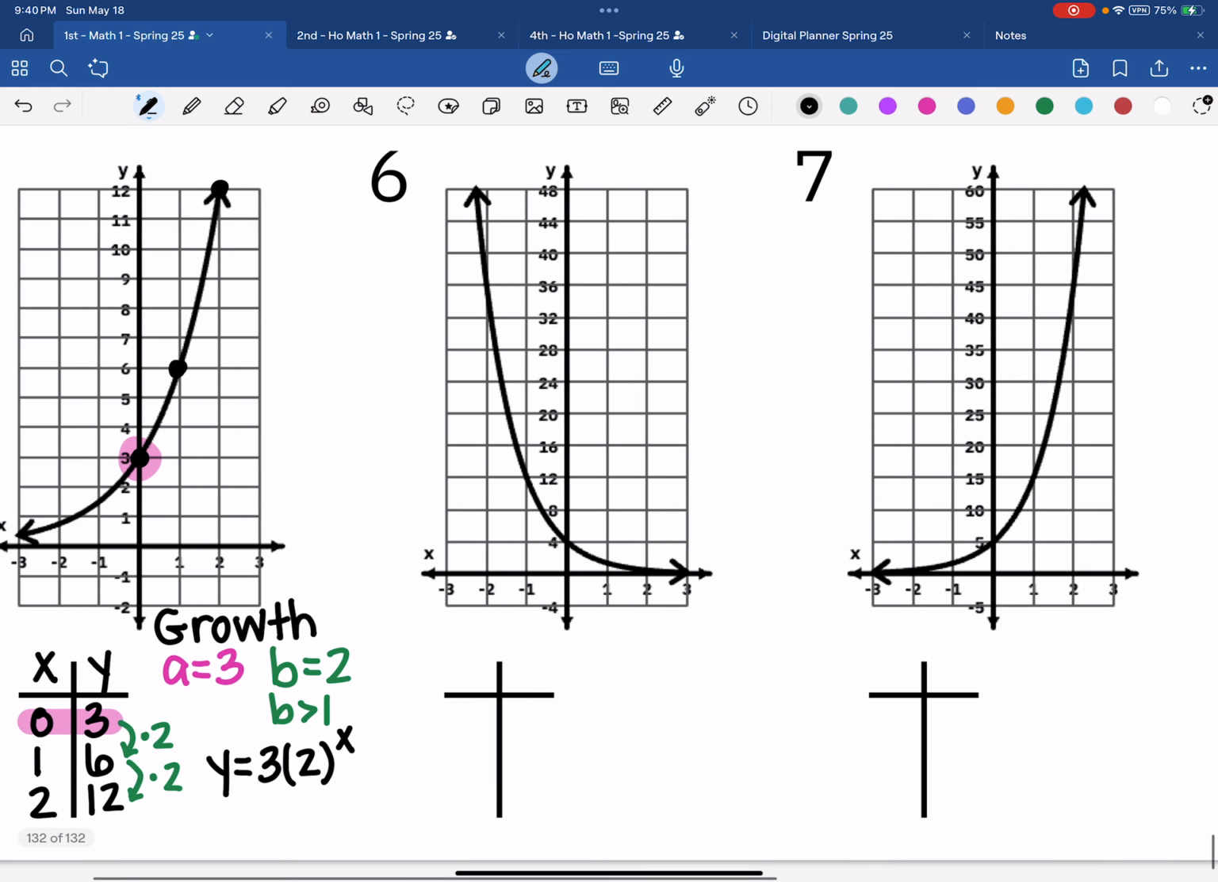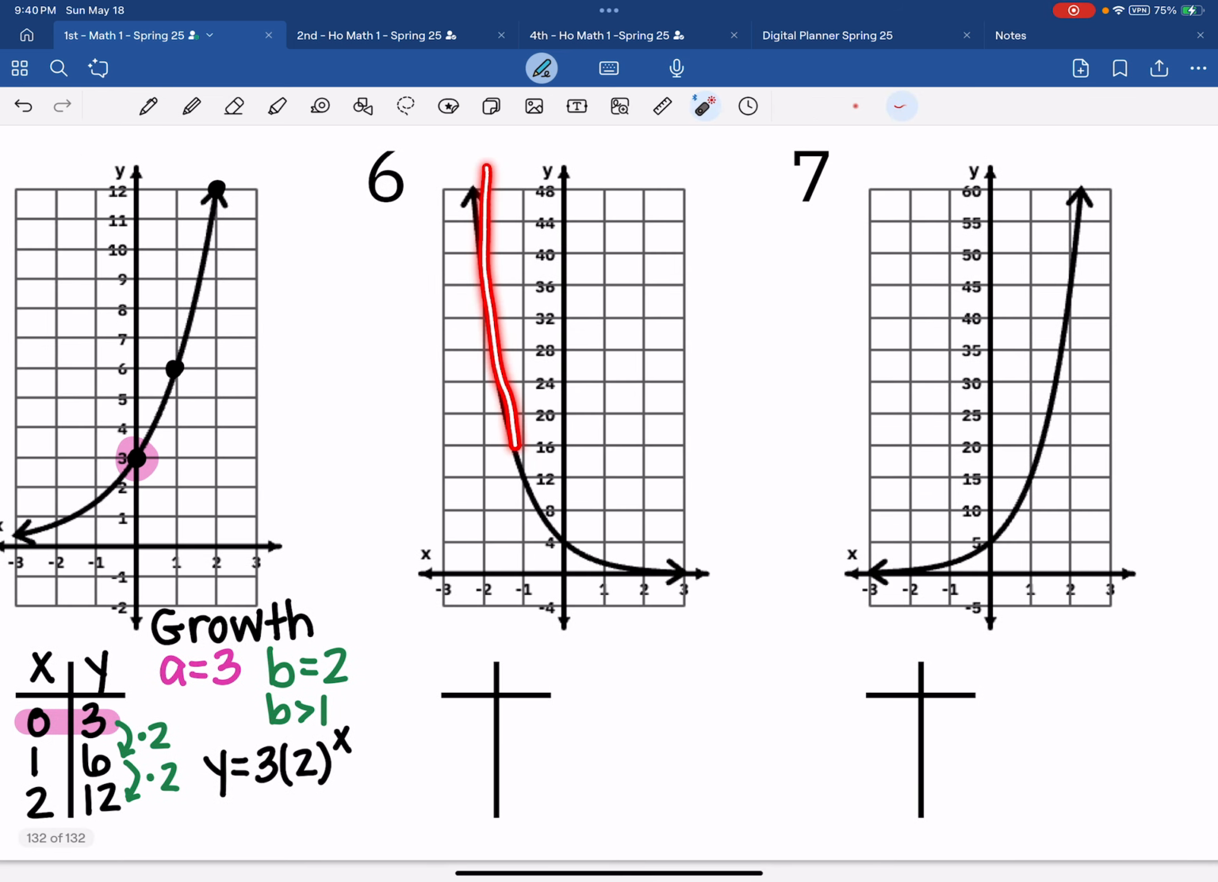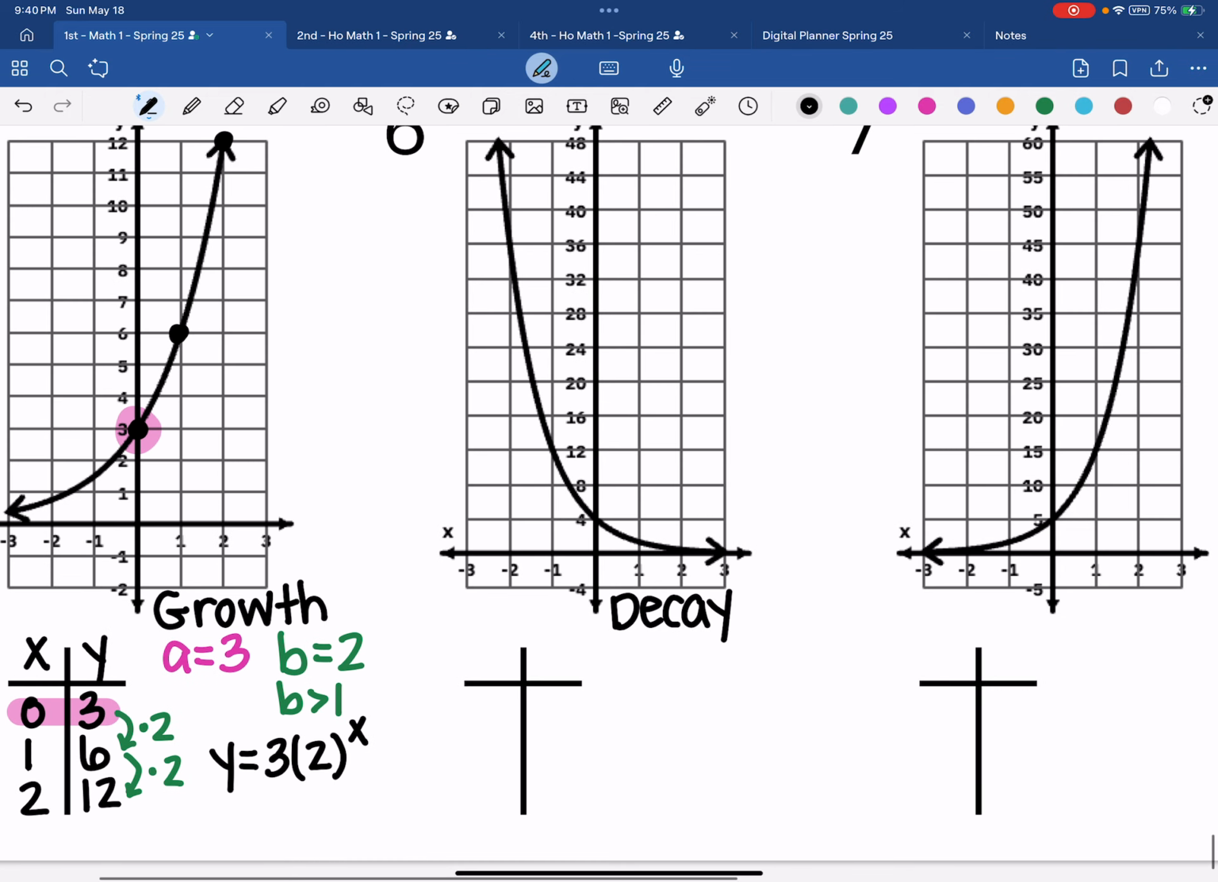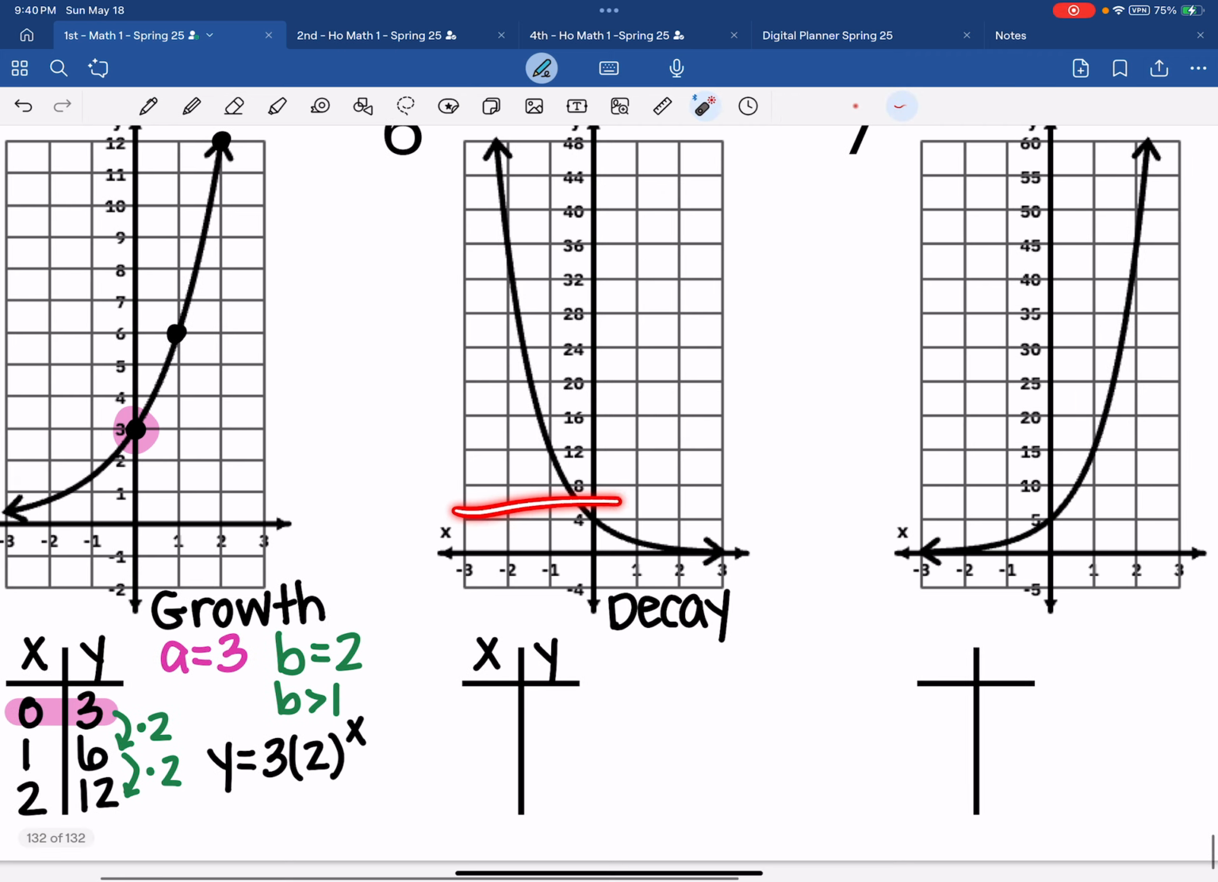All right, so number 6. If you notice for number 6, it's got the L shape. So since it's an L shape, this is going down from left to right, so this should be decay. So we're going to do the exact same thing, and we're going to find perfect points, but again, we start from the left to the right. So this time we're going to start at the top, and we're going to work our way down.